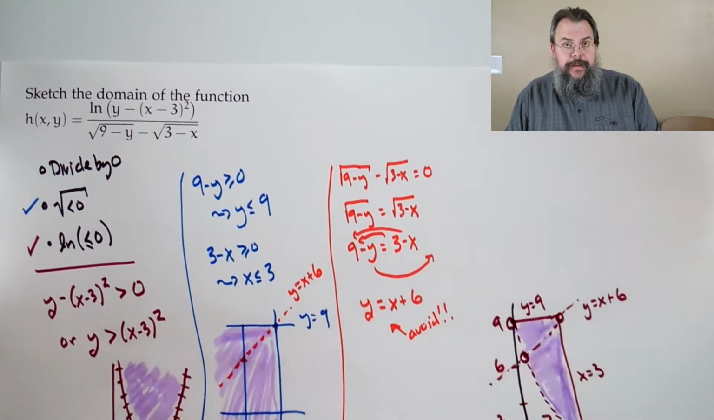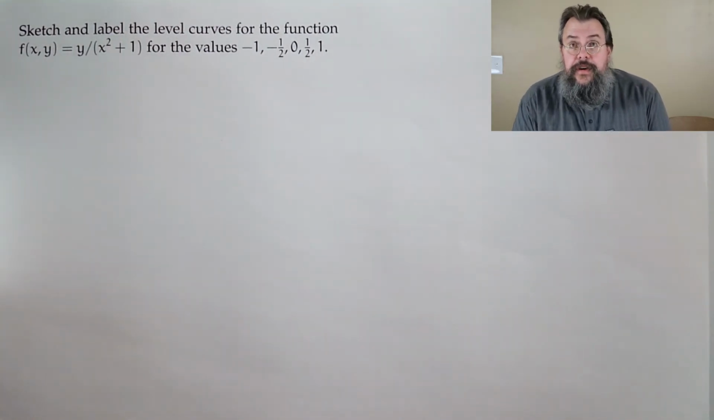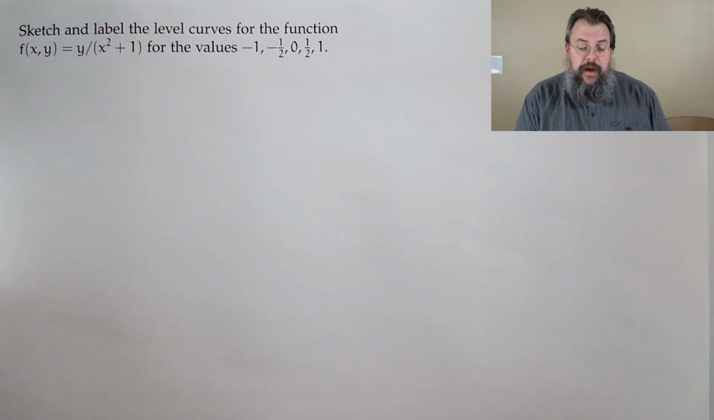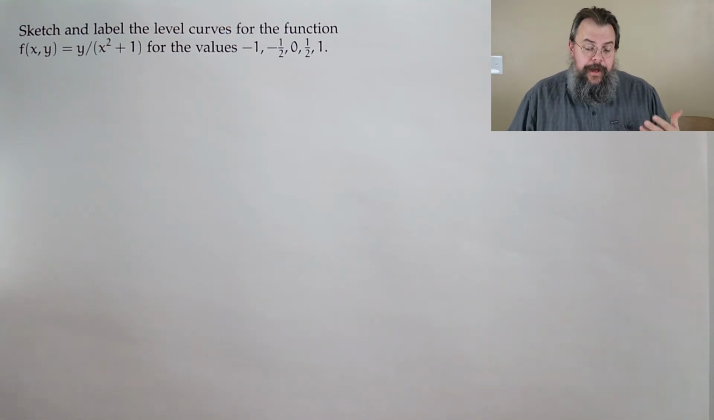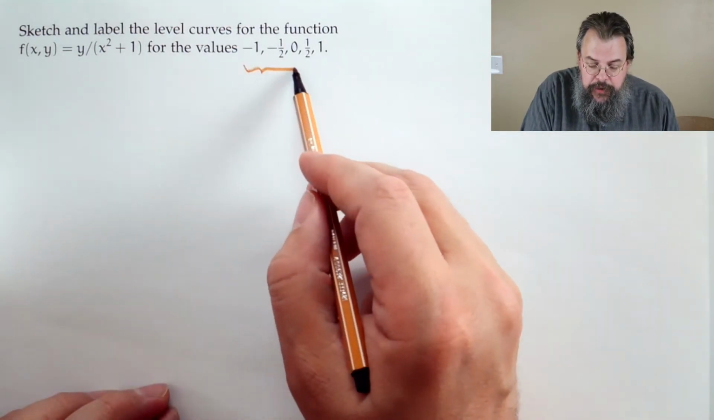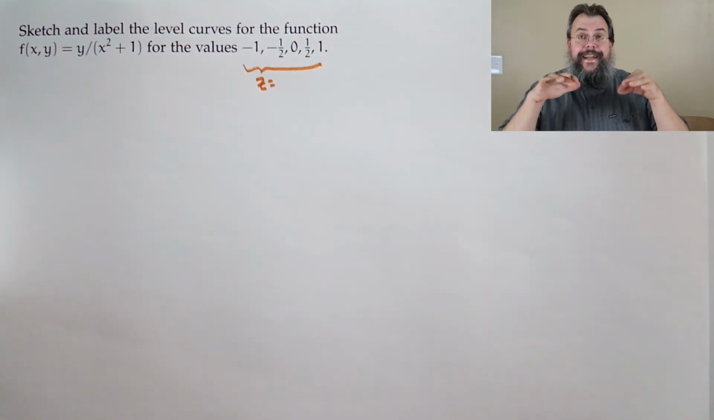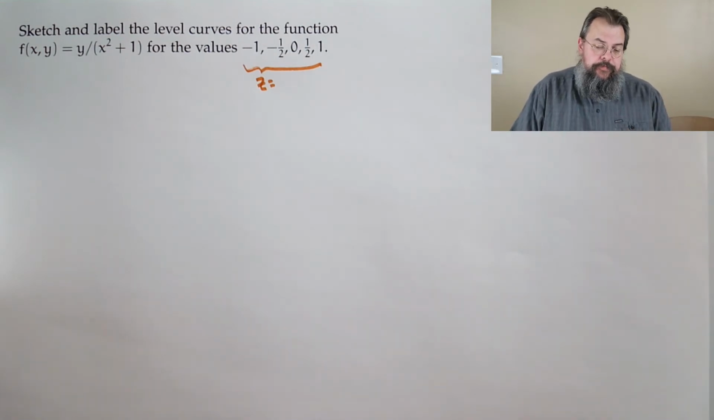All right, well, let's move on. So let's try something a little different. So here we go. Sketch and label the level curves for the function f of x, y equals y over x squared plus 1 for the values -1, -0.5, 0, 0.5, 1. Now, what do we mean by level curves? Well, we're thinking of these as the outputs. So in other words, z equals these values. So we're looking at the heights and saying, let's slice our function. What does it look like?